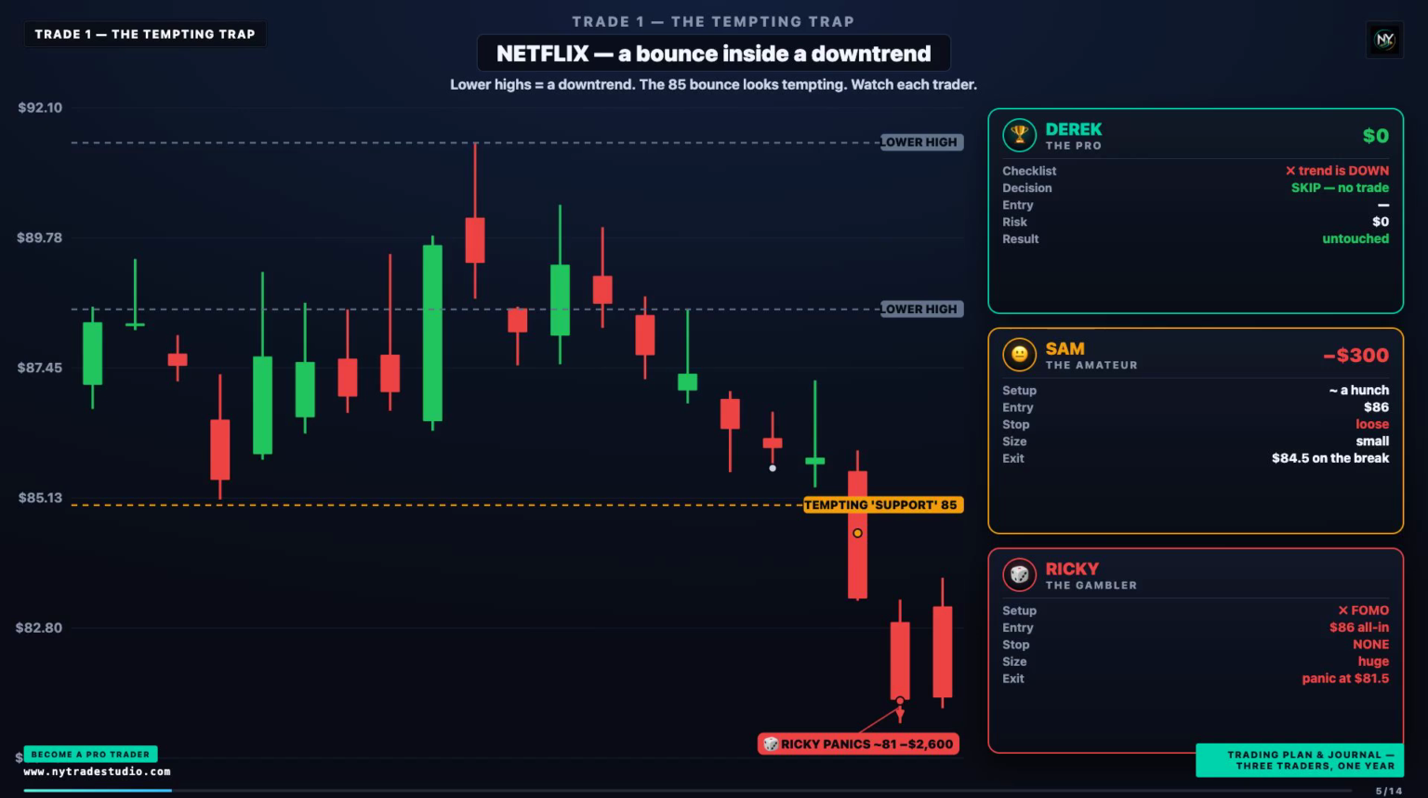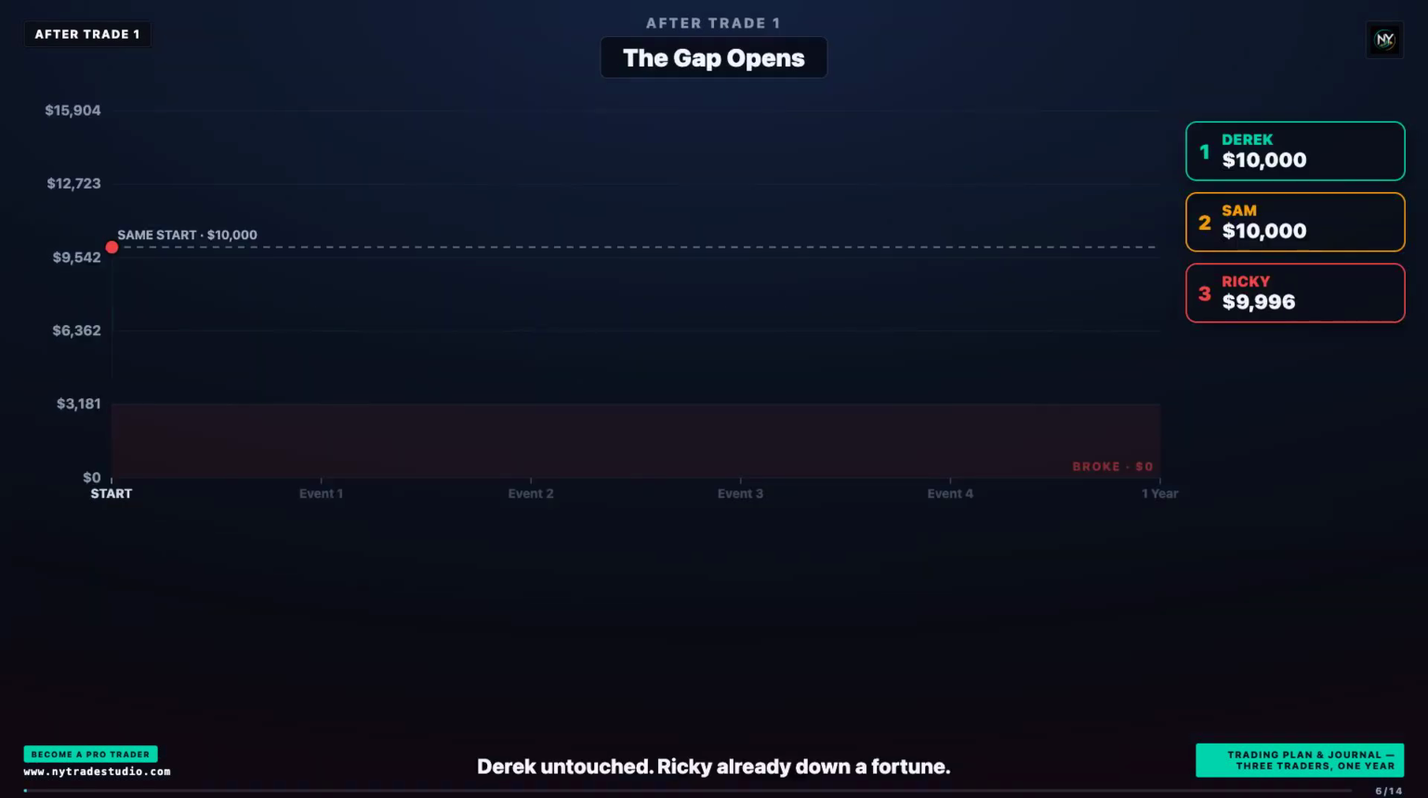Same chart, same bounce. Derek risked nothing. Sam lost a little and fast. Ricky lost a fortune by freezing. All three outcomes were decided before they ever clicked buy. Now watch the scoreboard after just one trade. Derek, who skipped, is flat at the top. Sam is down a little, and Ricky is already down $2,600, all from a trade Derek never even took.